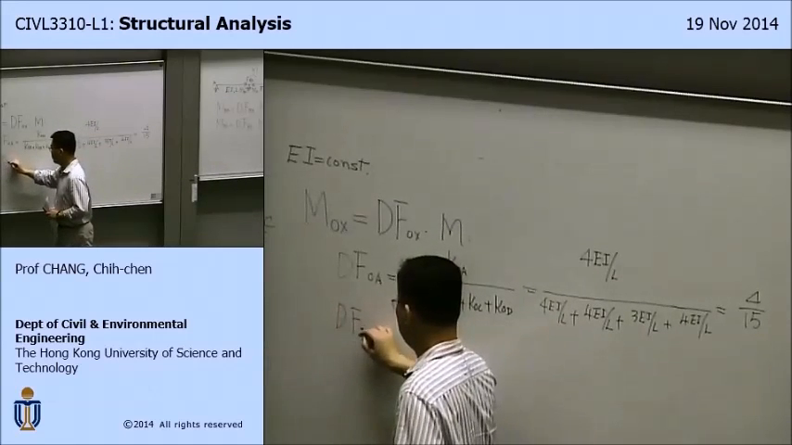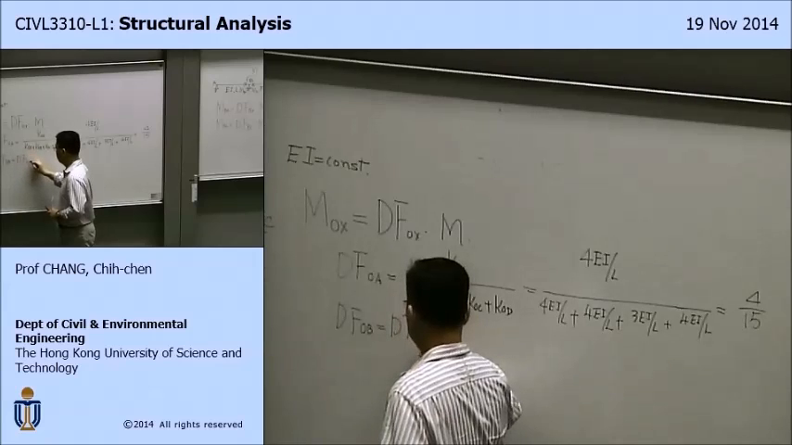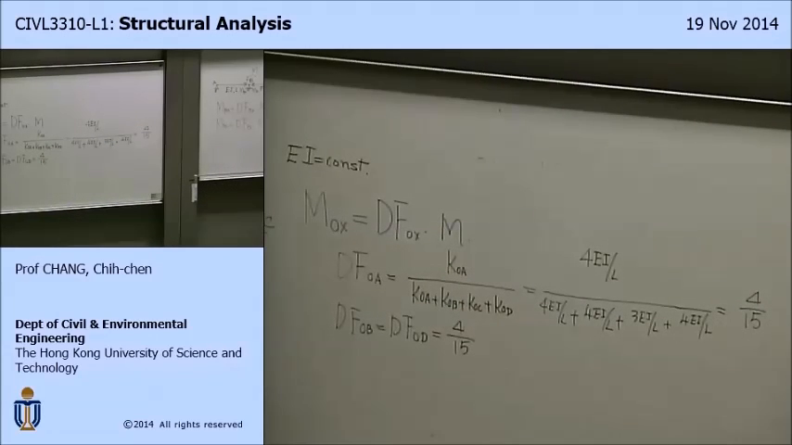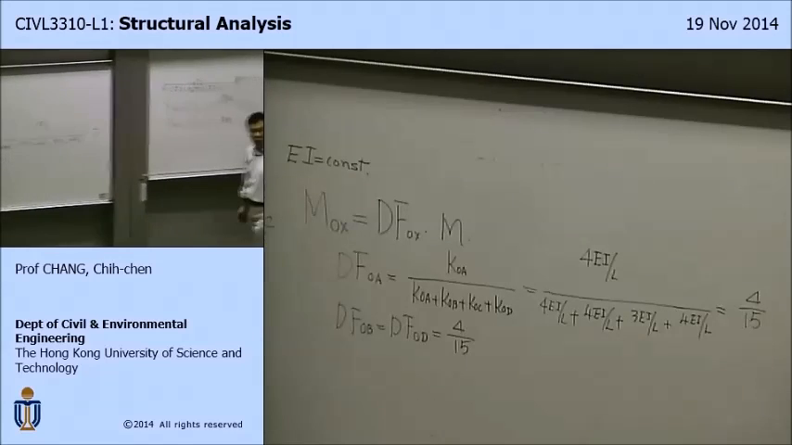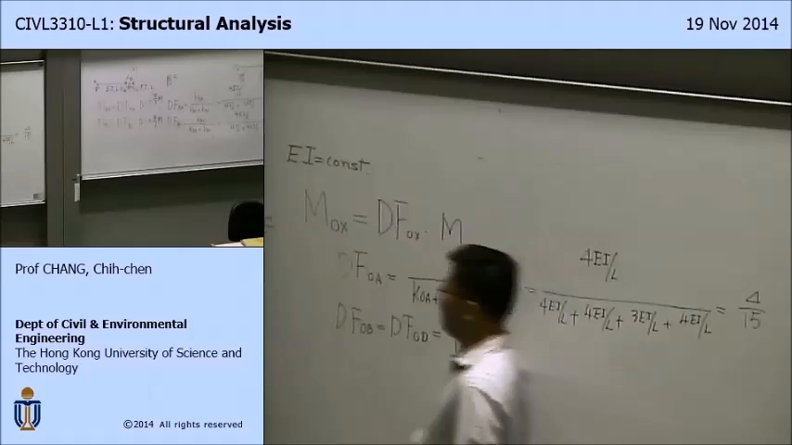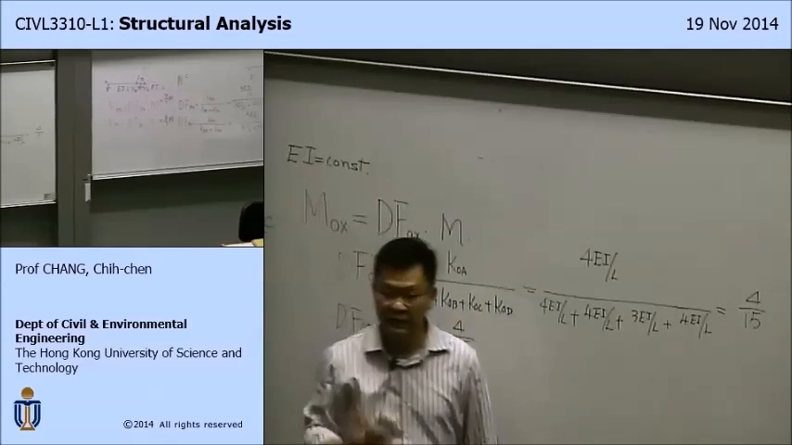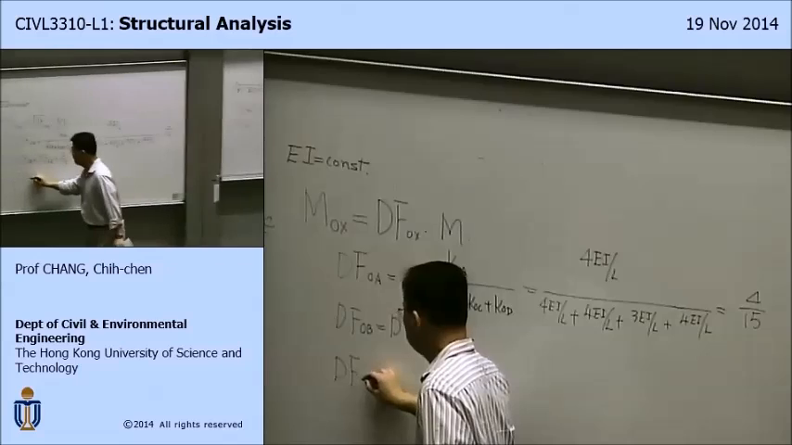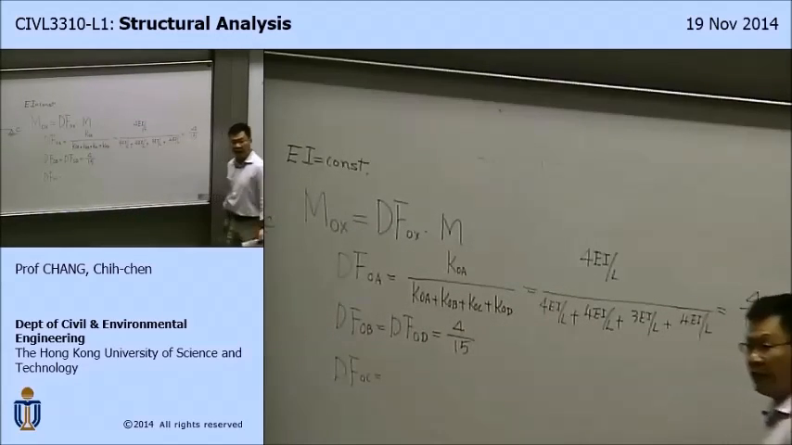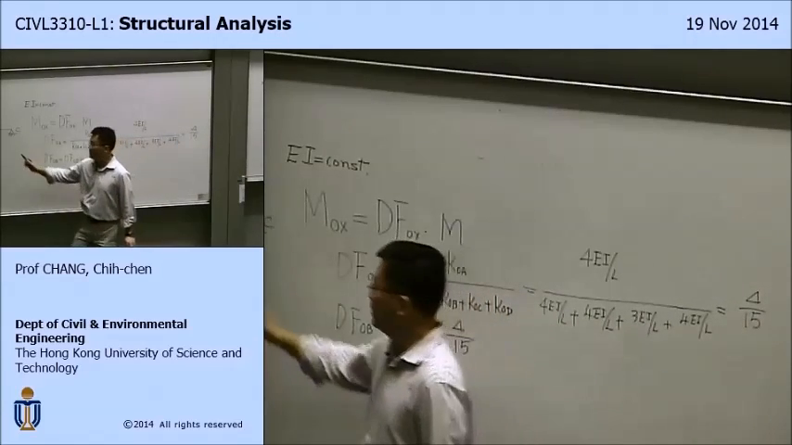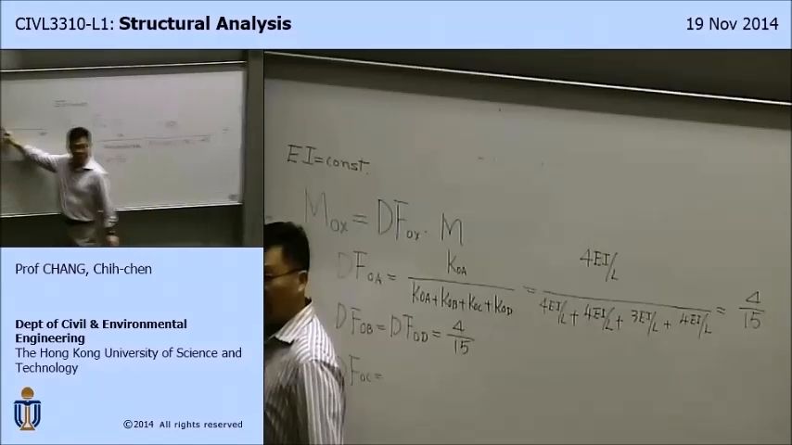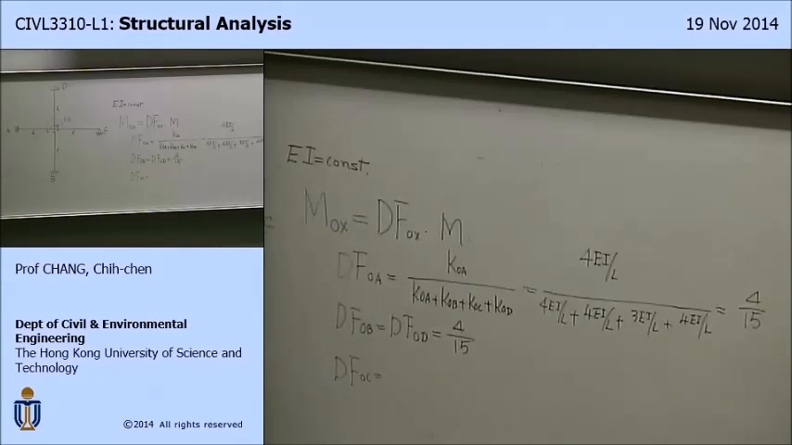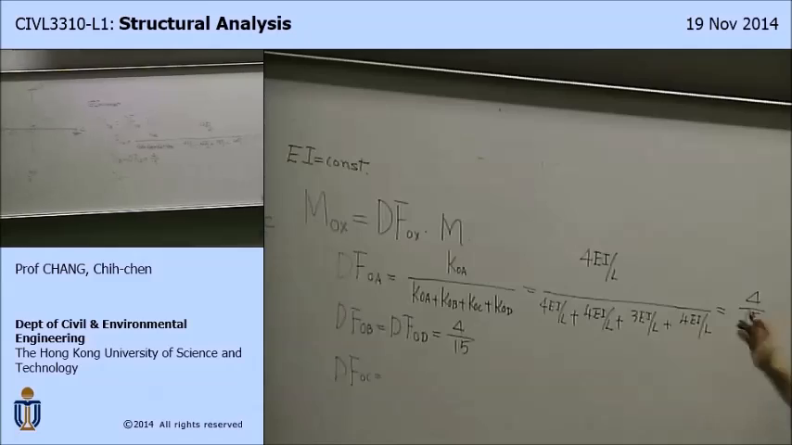Similarly for the distribution factor for OB and for OD, the far sides are all clamped, so they should have the same stiffness. The remaining one you don't need to calculate, because the distribution factors for all components should add up to 1. So the last one has to be 3 over 15.